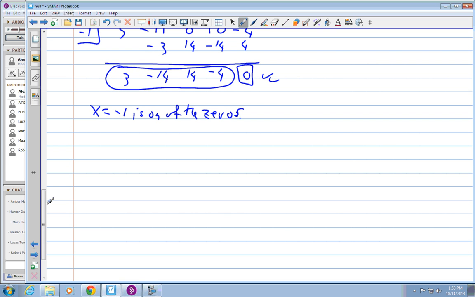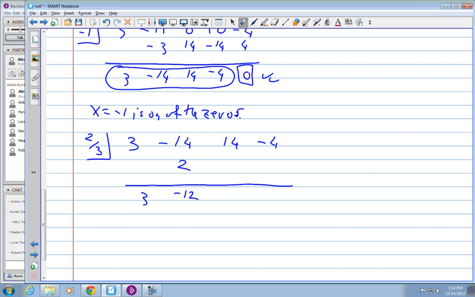So what did we say? Run 2/3 through 3, negative 14, 14, negative 4. So we have to be multiplying fractions or whatnot. Okay? So 3 comes down. What is 2/3 times 3? 2. Negative 14 plus 2 is negative 12.